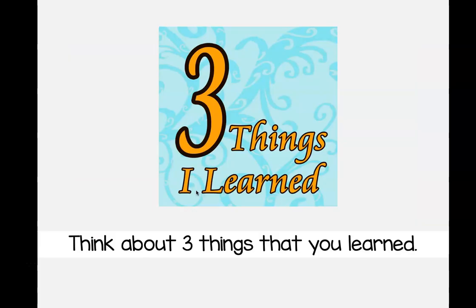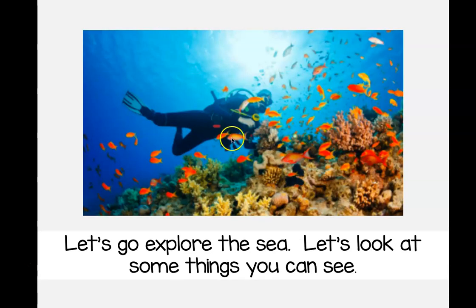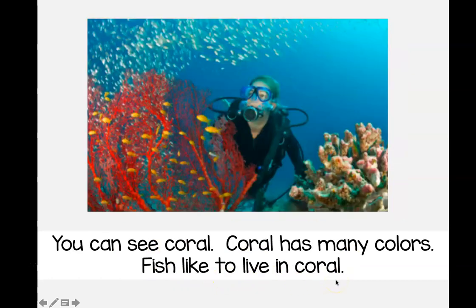Here we go. Okay, when I read informational, let me see if I can think of 3 things that I've learned. So while we're reading together, think about 3 things you learned about the sea while we're reading this informational text. Let's go explore the sea. Let's look at some things you can see. You can see coral. Coral has many colors. Fish like to live in coral.